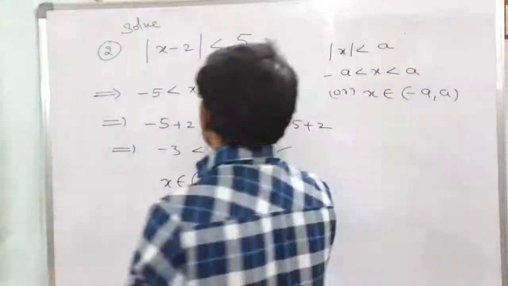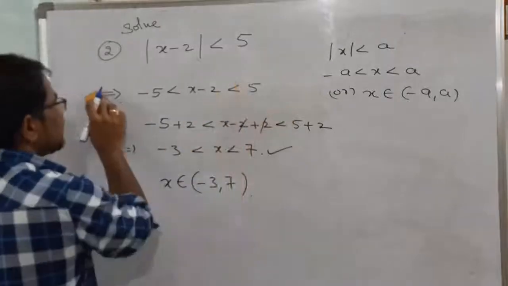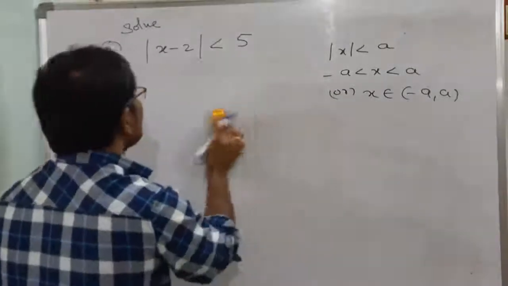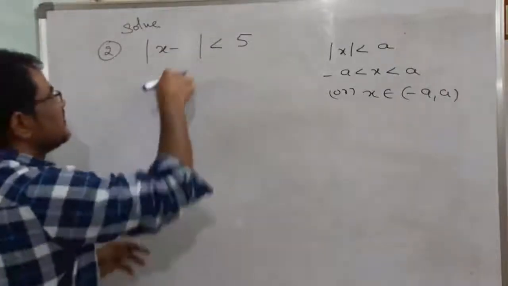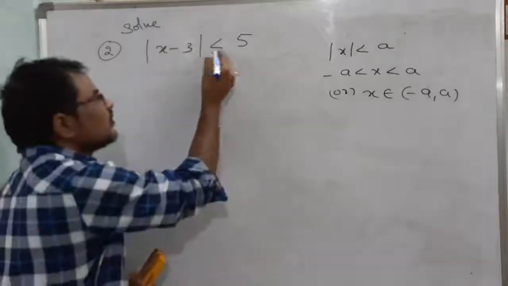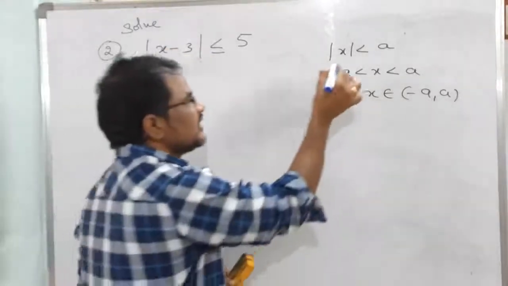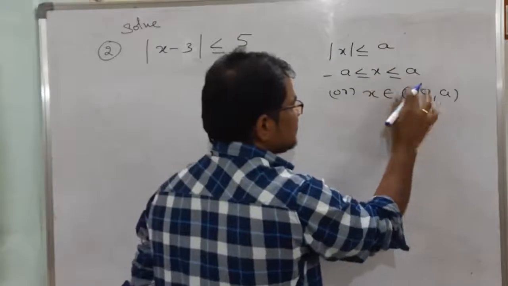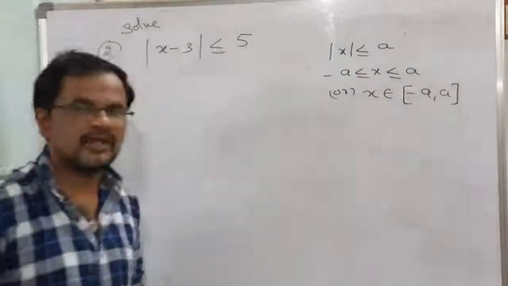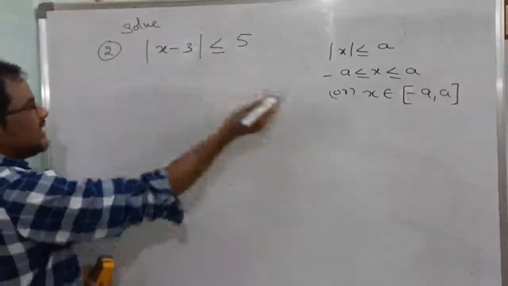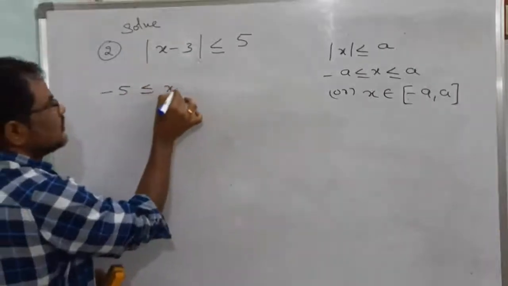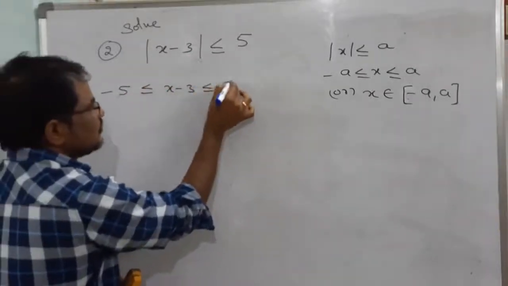One more example. Suppose here they have given modulus of x minus 3 less than or equal to 5. So here also, equal to means nothing but here we have to take a closed interval. And now by that result, this can be written as minus 5 less than or equal to x minus 3 less than or equal to 5.